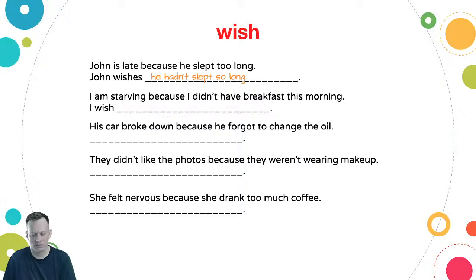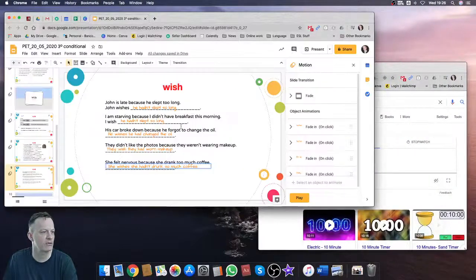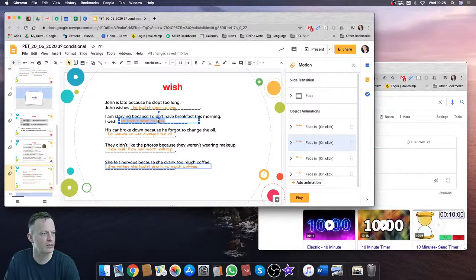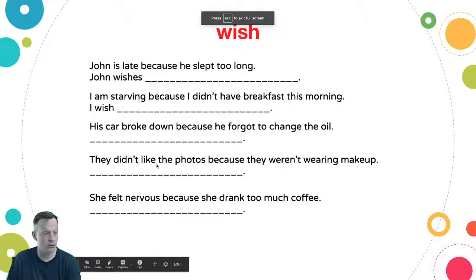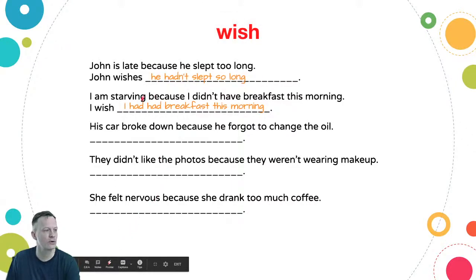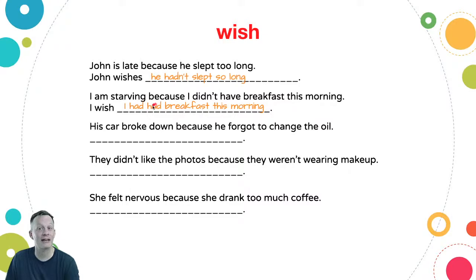Oops. That's annoying. Barbara got it right. I wish I had had breakfast this morning. That's right. Yeah, because we have the past perfect construction. But remember, I told you you have to be careful. Sometimes had is the auxiliary and had is the main verb. You had to have breakfast. I wish I had had breakfast this morning.